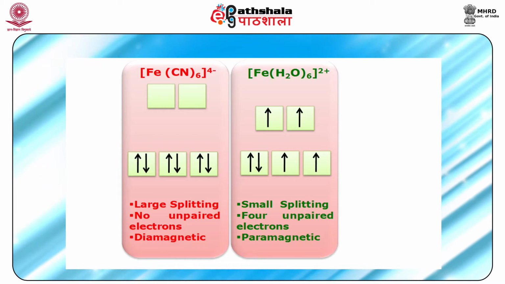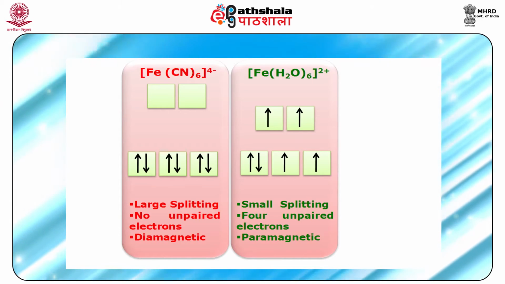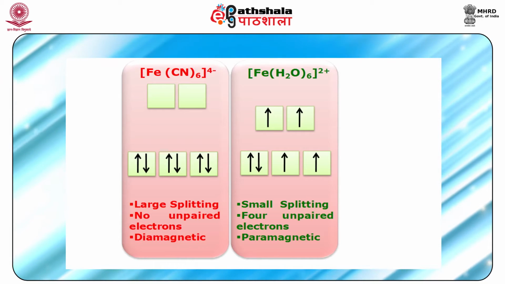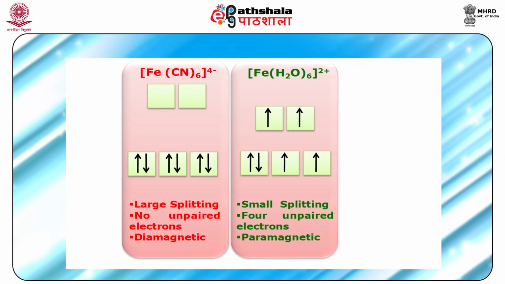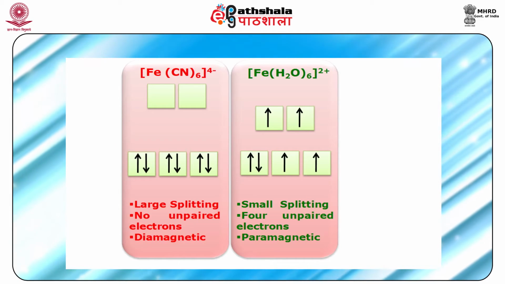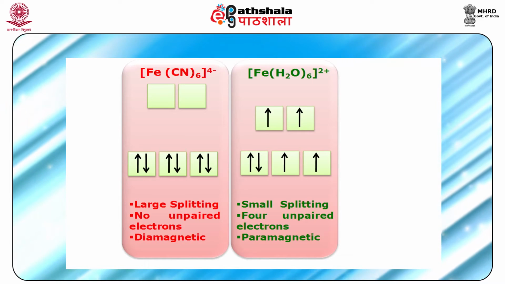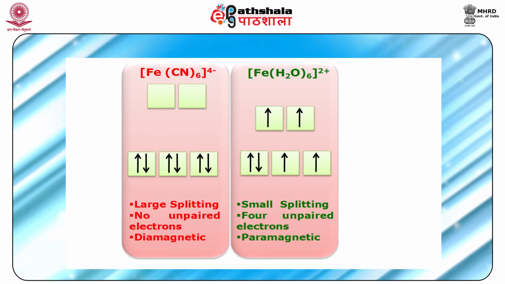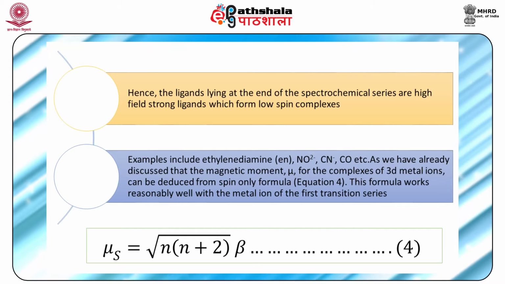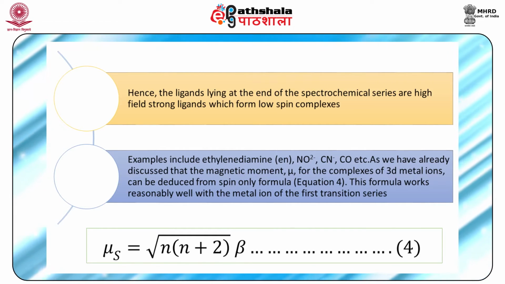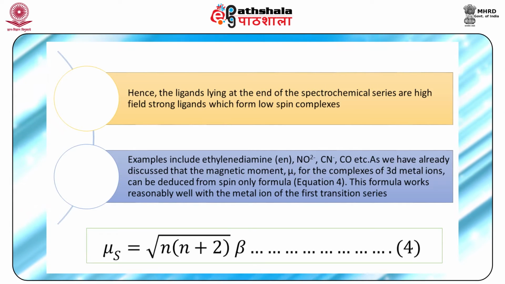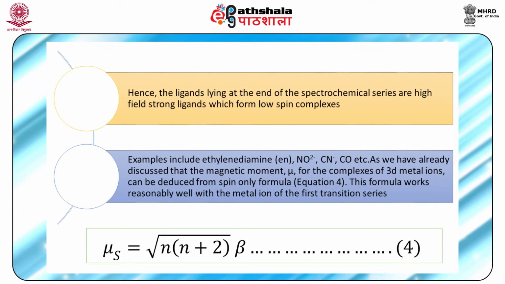This difference is explained with the help of the following figure. We can see that the hexacyano complex has large splitting as compared to the hexaaqua complex. There is no unpaired electron in the case of the hexacyano complex, as compared to the hexaaqua complex where we have 4 unpaired electrons. So the hexacyano complex is diamagnetic, whereas the hexaaqua complex is paramagnetic. Hence, the ligands lying at the end of the spectrochemical series are high field strong ligands which form low spin complexes.